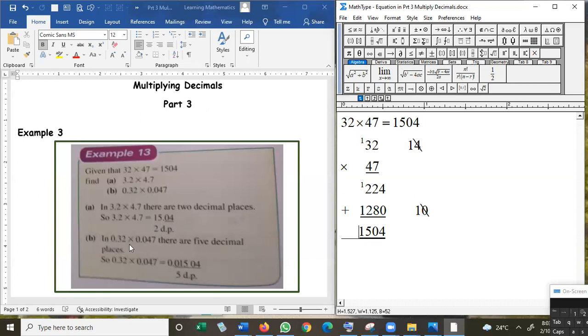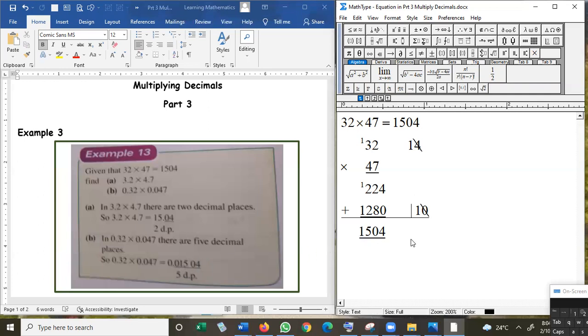Same thing, if you count decimal places, 1, 2, 3, 4, 5. So the answer will have 1504, but with 5 decimal places. So here it is, 0.32 times 0.047 is 0.01504. Let's count the decimal places, starting from anywhere, but you just count 1, 2, 3, 4, 5 decimal places. Or starting with the 4, 1, 2, 3, 4, 5 decimal places.